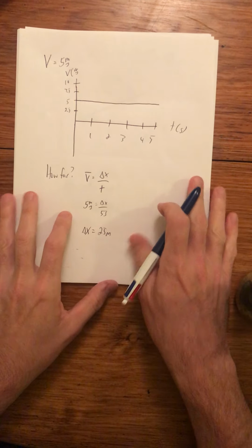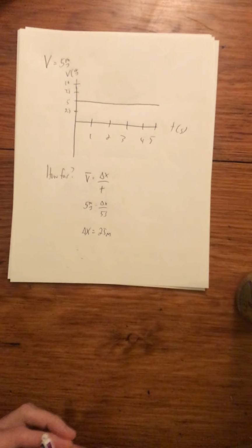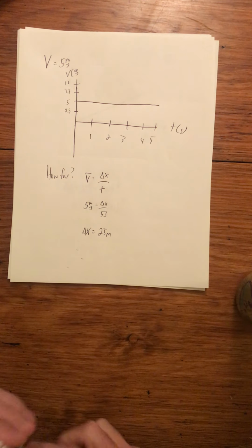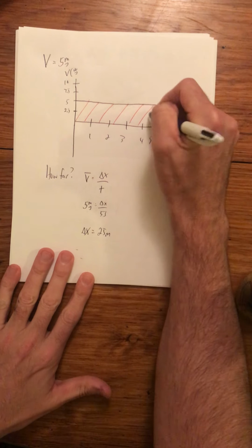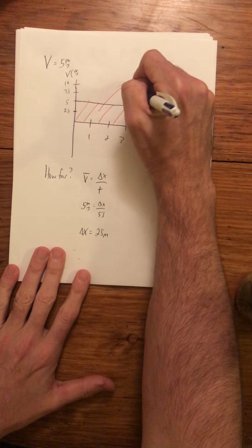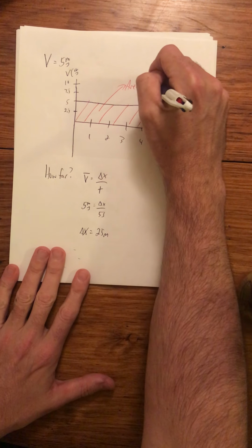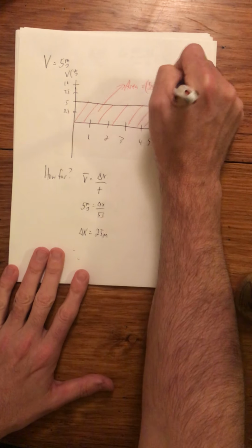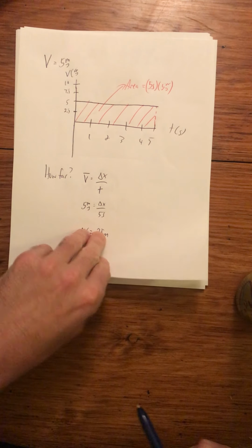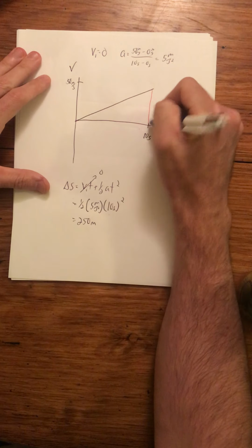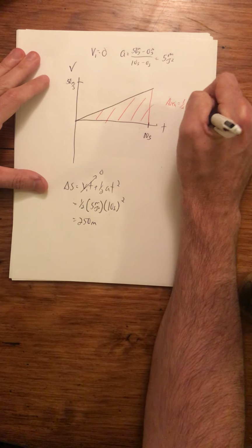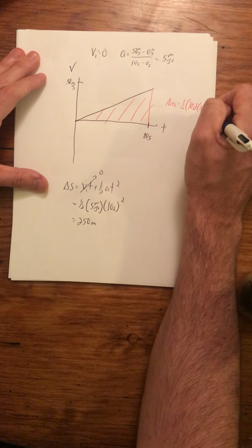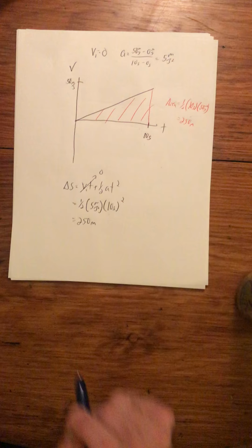Now, here's what I want to say. I want to say that there is something about this graph that also says 25 meters. Hopefully you're seeing it, that if I were to make a rectangle here, the area of this rectangle would be equal to 5 seconds times 5 meters per second. That's 25 meters. Coming here, I have a triangle. What's the area of that triangle? 1/2 the base, which is 10 seconds, times the height, which is 50 meters per second. And then you get 250 meters, and there you go.